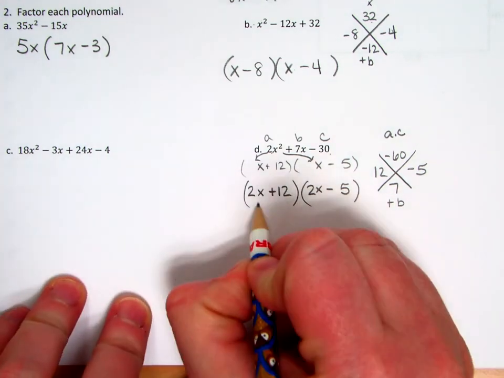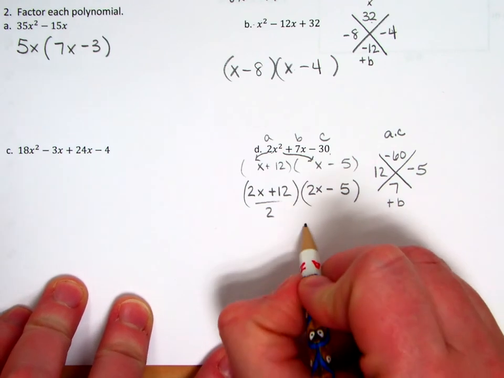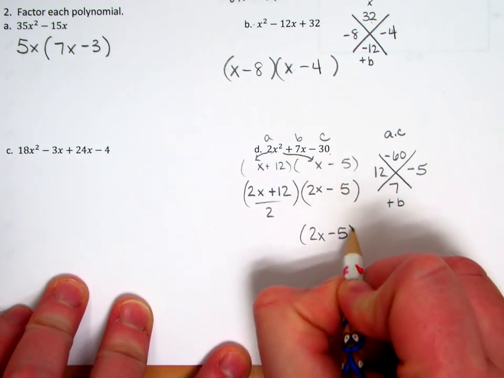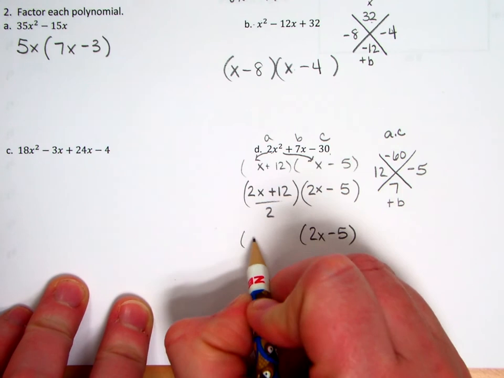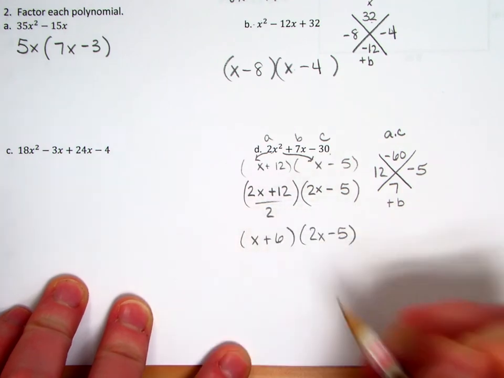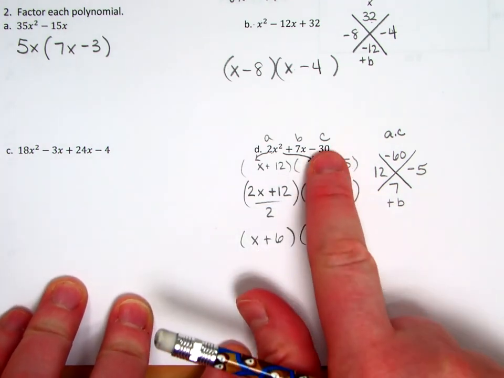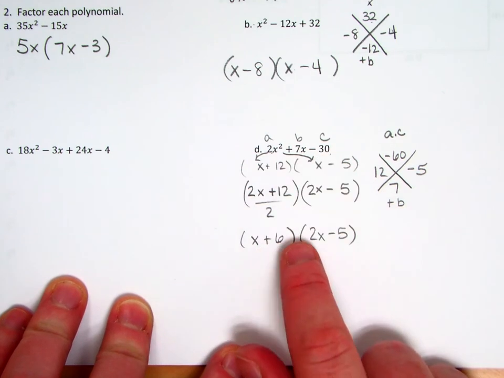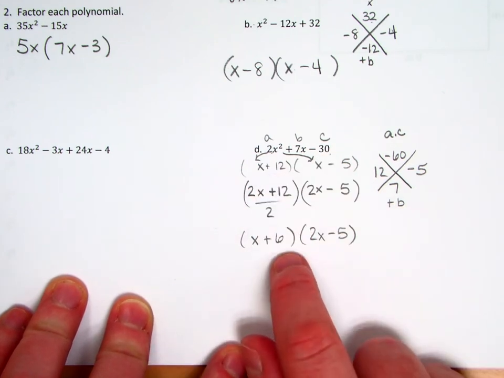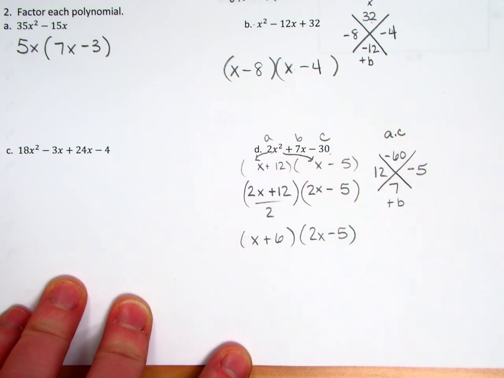This one has 2's, so I'm going to divide these by 2. So since I did not change the back one, it just drops down, this becomes x plus 6. Now, when I multiply 6 times negative 5, I get negative 30. x times 2x is 2x squared, and 12 and a negative 5 get me a 7x.